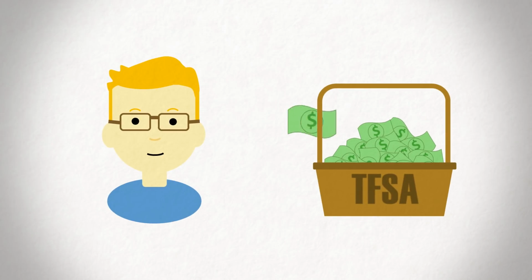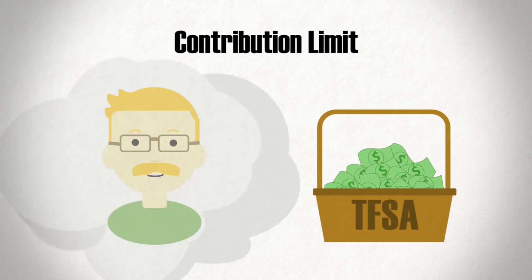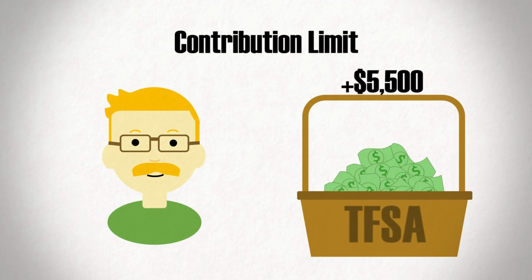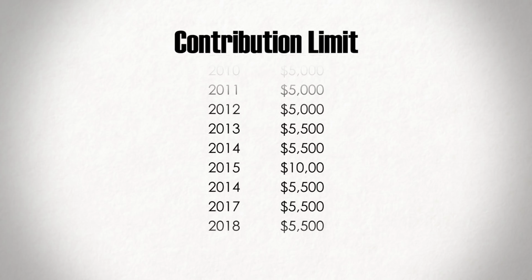As you would probably expect, there is a cap on how much you can put into a TFSA. Your contribution limit for a TFSA account is based on your age, and it increases by about $5,500 each year after you've turned 18, though the annual amount can and has changed from year to year.